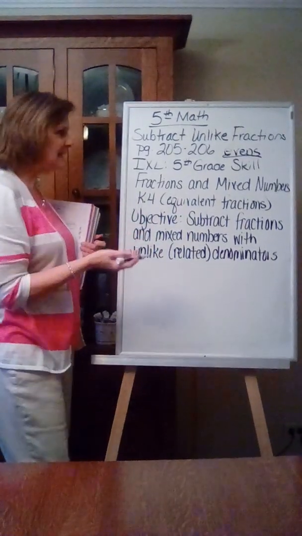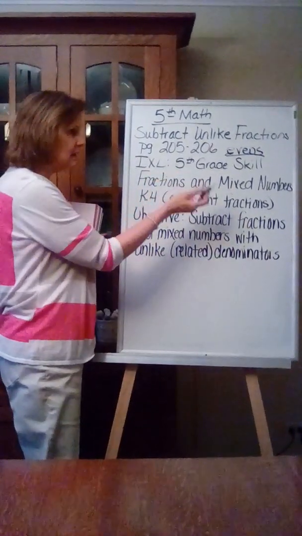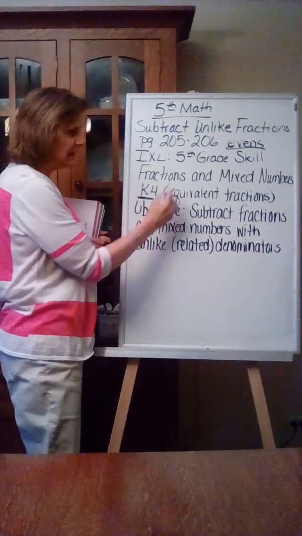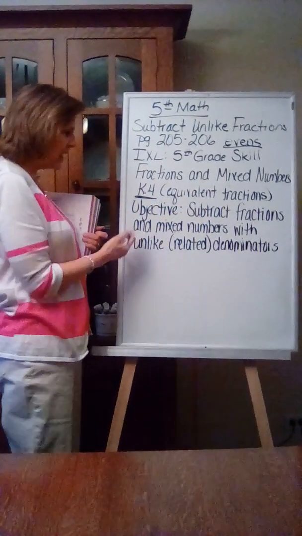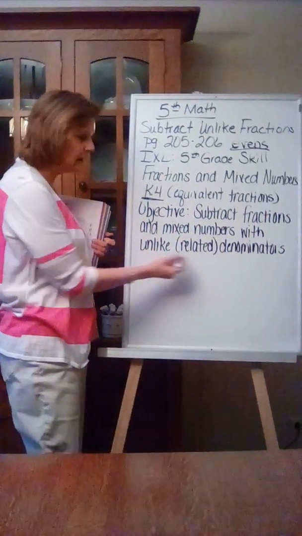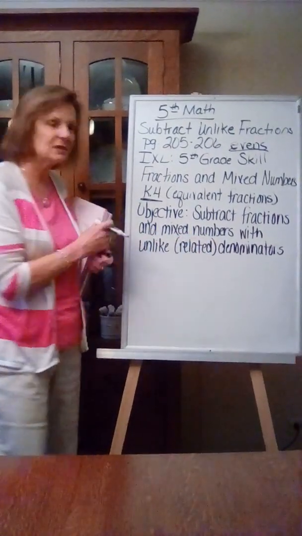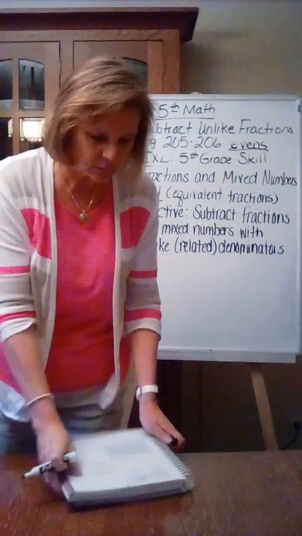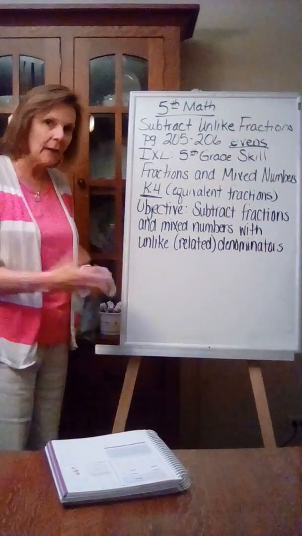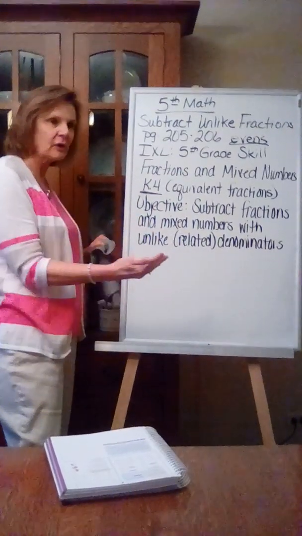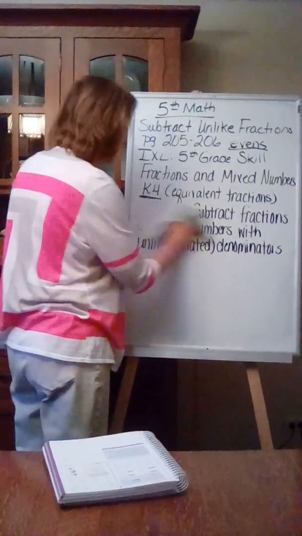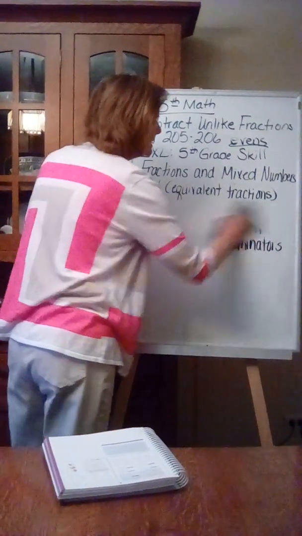Alright, your IXL assignment for today is 5th grade skill. It's fractions and mixed numbers. It's K4, equivalent fractions. Our objective is to subtract fractions and mixed numbers with unlike, but related denominators. And we touched on this a little bit last week, so we're going to get into it a little bit more. It's finding that common denominator, because remember when we add and subtract fractions, our denominator has to be the same. All right, so let me erase this part. I'll leave the assignment up there.